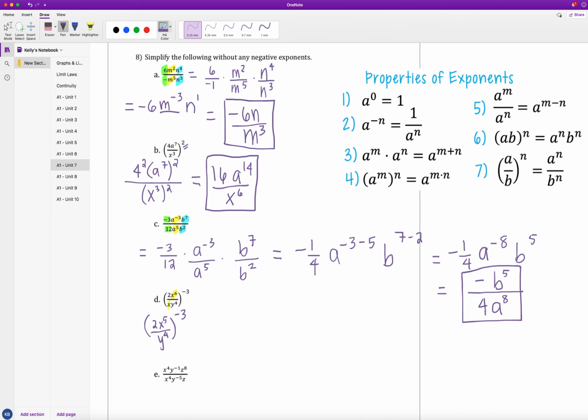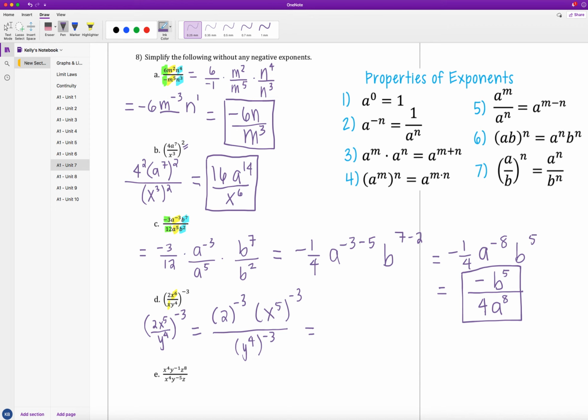Now that the inside simplified all the way, I can distribute this negative 3 exponent to all the pieces on the inside. How many pieces will end up being raised to the negative third power? I will have 3 pieces. I'll have 2 to the negative third, we'll have x to the 5th to the negative third, and we'll also have y to the 4th to the negative third. Each one of these is going to be a little bit different.